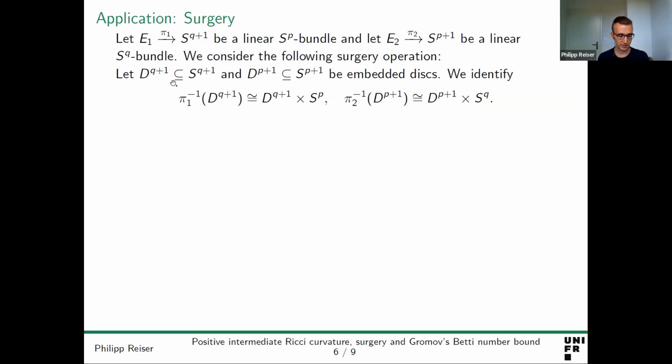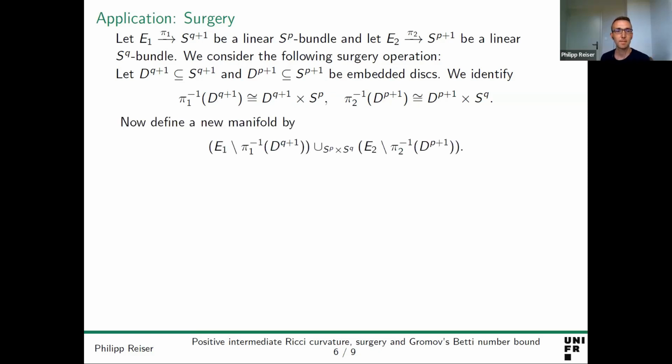We know that since disks are contractible, the bundle will be trivial over the disks, so we can just identify them with products. For the first one, we have the Q+1 disk times the P sphere, and here we have the P+1 disk times the Q sphere. And now the important observation is that the boundary of these two parts is the same. Namely, here we get the Q sphere cross the P sphere, and here we get the P sphere cross the Q sphere, which is the same after just interchanging the factors.